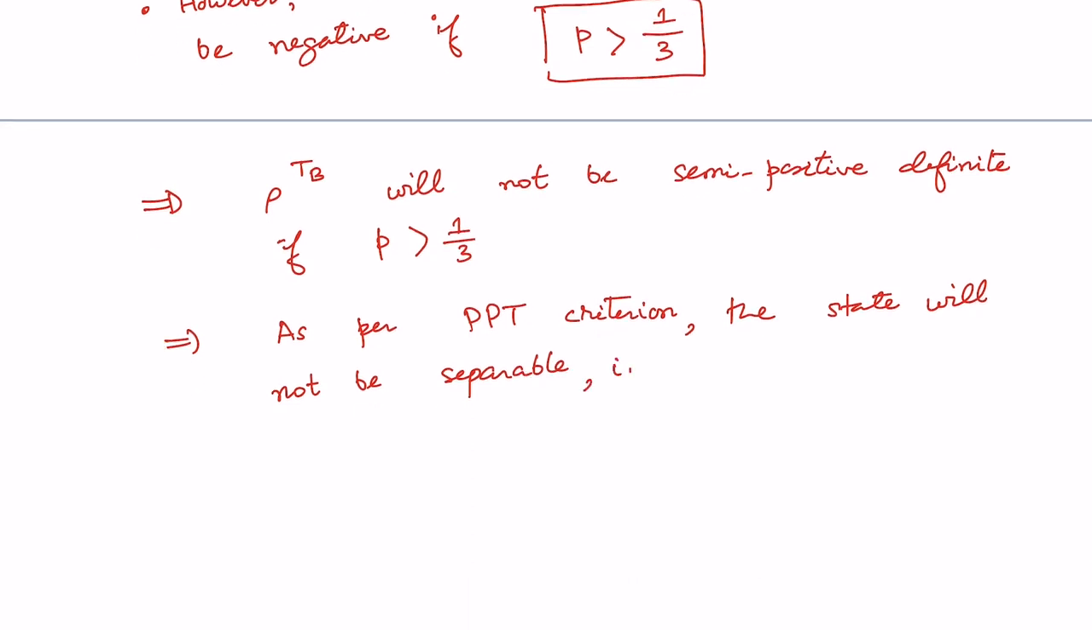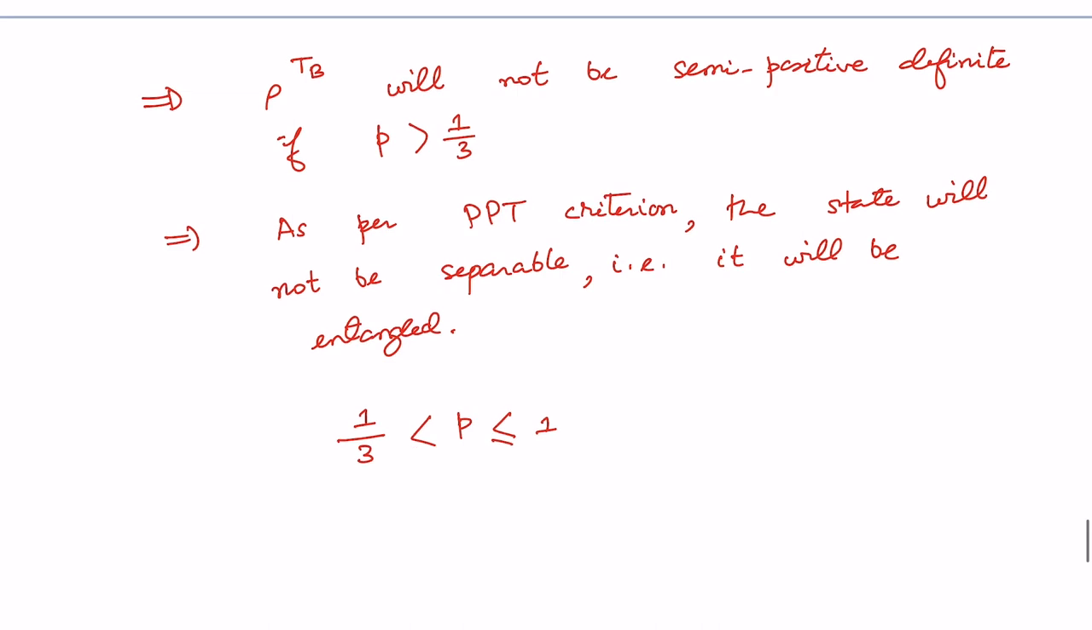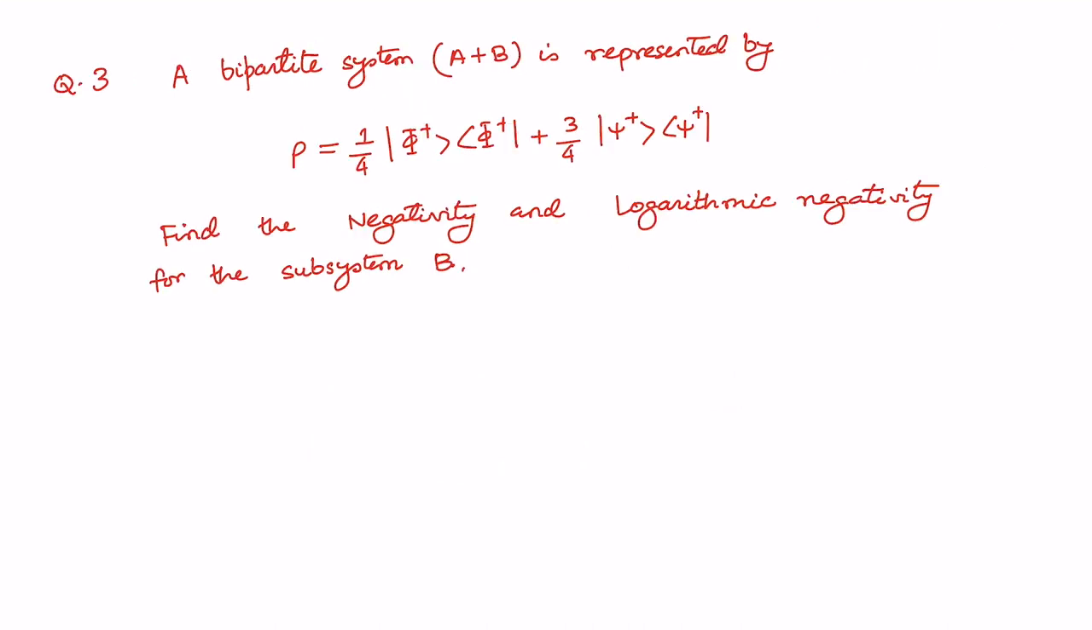Okay, what does it mean? That is, the state will be entangled. So this is the condition you are asked to find out in this particular problem. So the required condition of inseparability: P cannot be greater than 1, it has to be less than 1, but if p is greater than 1 by 3, this is the condition for inseparability or entanglement.